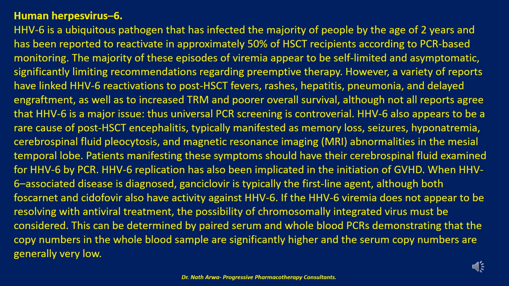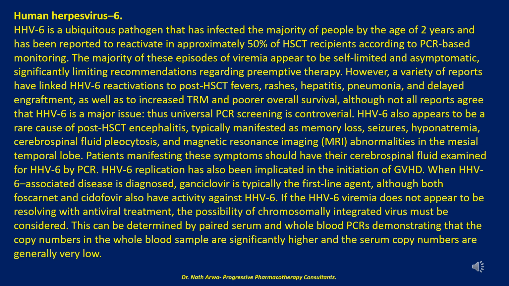We will now discuss human herpes virus 6. Human herpes virus 6 is a ubiquitous pathogen that has infected the majority of people by the age of 2 years and has been reported to reactivate in approximately 50% of hematopoietic stem cell transplant recipients according to PCR-based monitoring. The majority of these episodes of viremia appear to be self-limited and asymptomatic, significantly limiting recommendations regarding preemptive therapy.